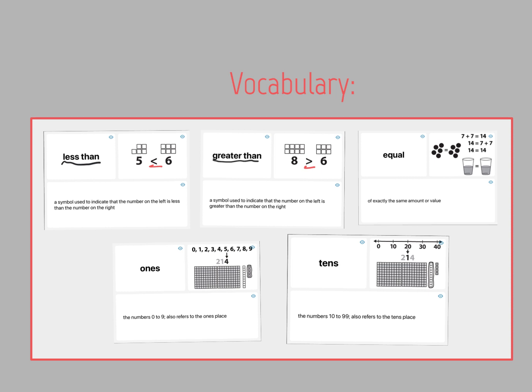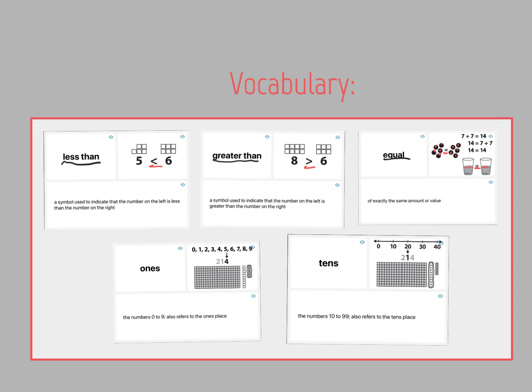And our next word we're learning is equal. It means of exactly the same amount or value. And we see this in several examples, one being these. So we have 5 dots here, 1, 2, 3, 4, 5, and then 5 dots here. 1, 2, 3, 4, 5. When we take those two, we see that they are the same value, which means that they are equal. So that sign or symbol. And we see this in these two cups too, because each cup has the same amount of water, which means that they are equal.